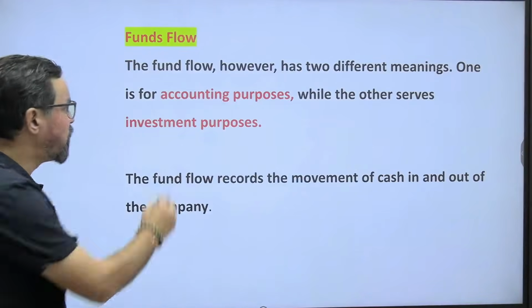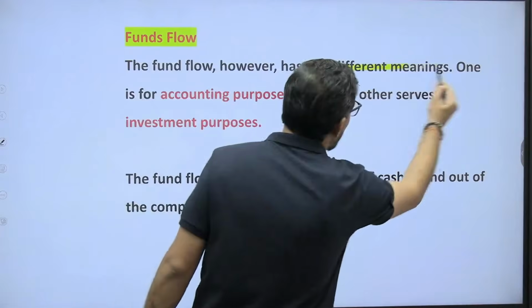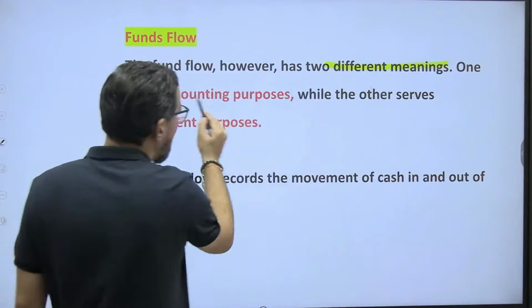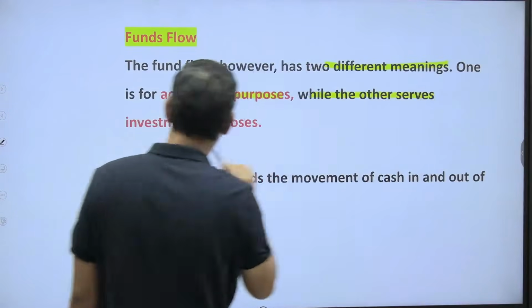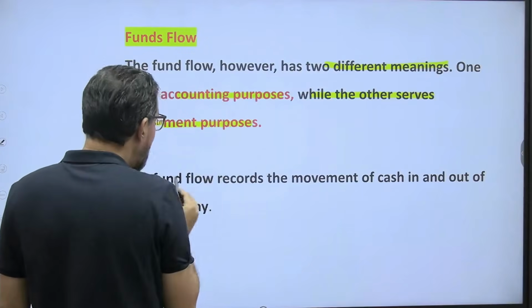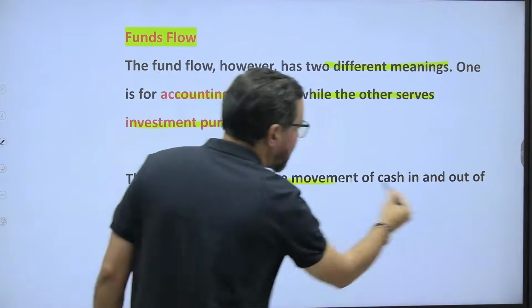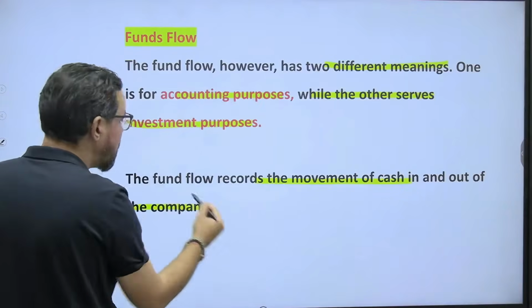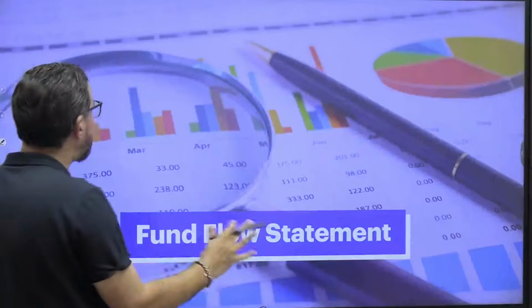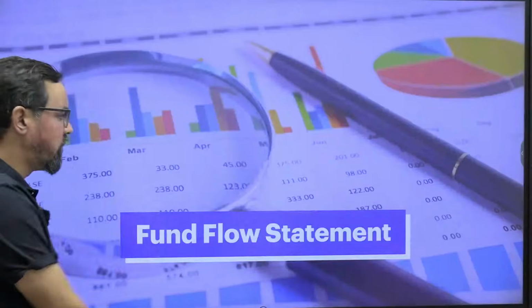Okay? So the fund flow statement has two different meanings. One is the accounting purpose, while the other one is investment purpose. The fund flow records the movement of cash in and out of the company during two accounting periods, which is missing here. Okay? So, fund flow statement, sorry.